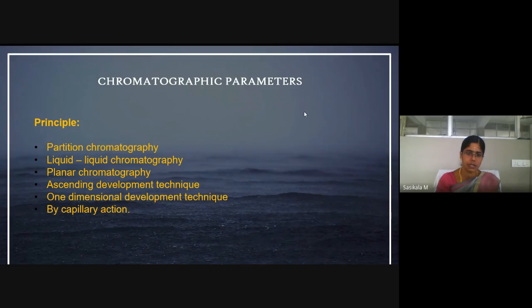Then the one-dimensional development technique. This principle is what you are going to perform in practicals. Theory comprises both practical things and theory, so we'll discuss practical related parameters also. It will be helpful when you are performing practicals. In the one-dimensional development technique, development occurs in only one direction, either ascending or descending. That type of technique is called the one-dimensional development technique, where development occurs in a single direction.